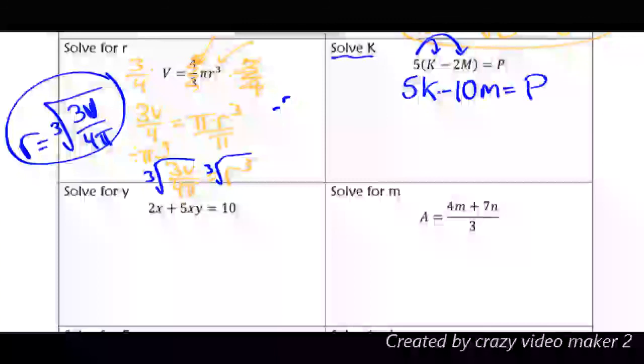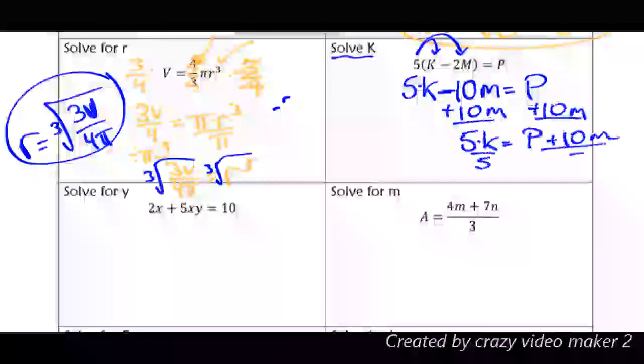Then I'm going to follow the exact same steps as before. I'm trying to cancel out whatever's being subtracted first, and then I'll deal with this multiplication. So I'm going to add 10m, add 10m. That gives me 5k equals p plus 10m. And now I want to cancel out multiplication by using division. So k equals p plus 10m all over 5.